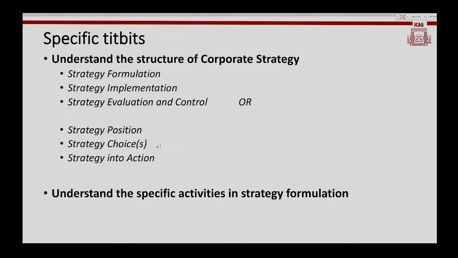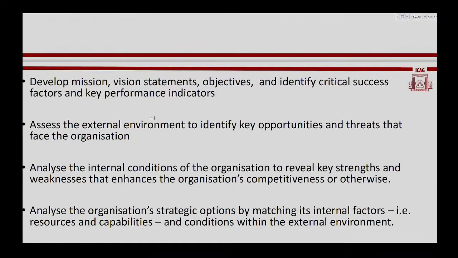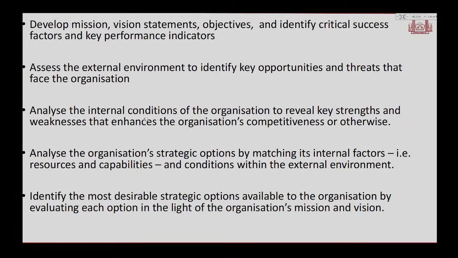Then the one from Exploring Corporate Strategy, by J, S, and W, goes with strategy position, choices, and into action. Literally, the strategic position and strategic choice are what we see here under strategy formulation, and strategy into action is what we see here as strategic implementation, evaluation, and control. So if you use any of them to answer your questions, it's just the meaning, right? So what is the approach?